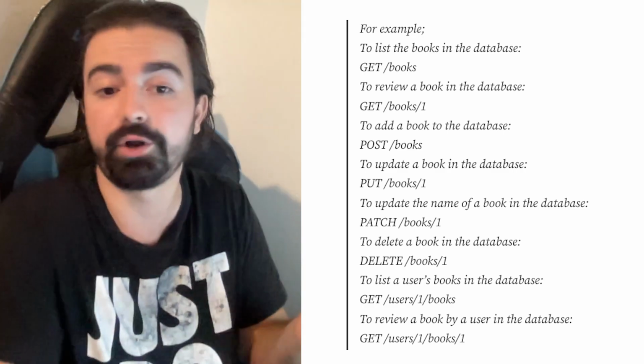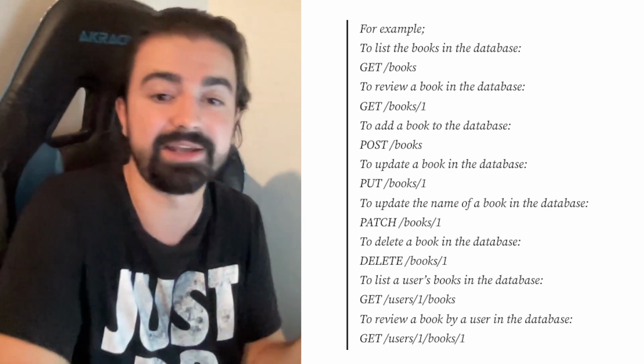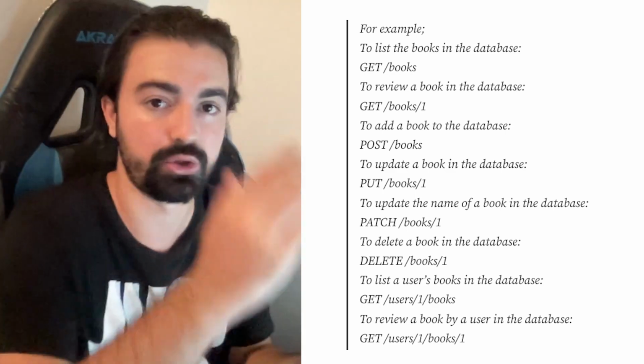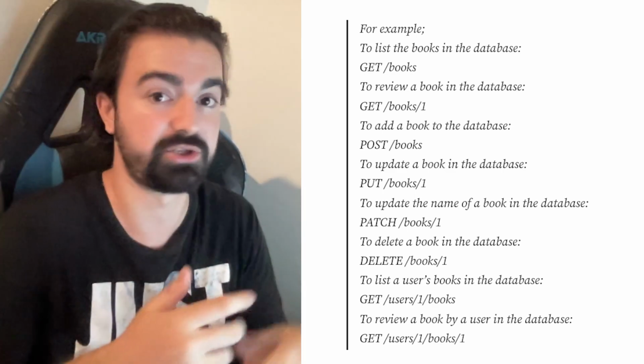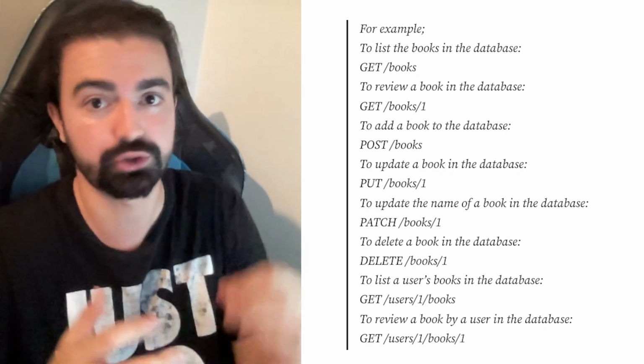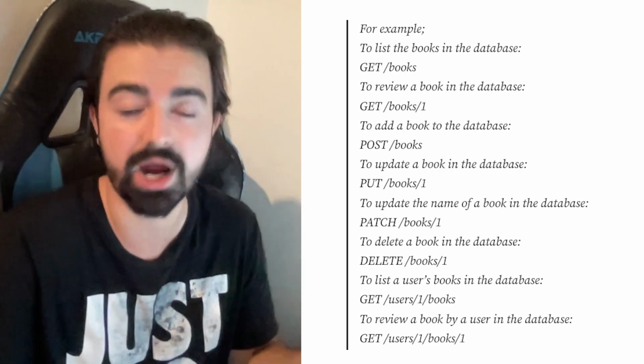So if you want to review a book by a user in the database, you've got to check user/1, which is the user ID, /books/1, which is the book ID. Now that we have examined the examples, we can move on to the principles.